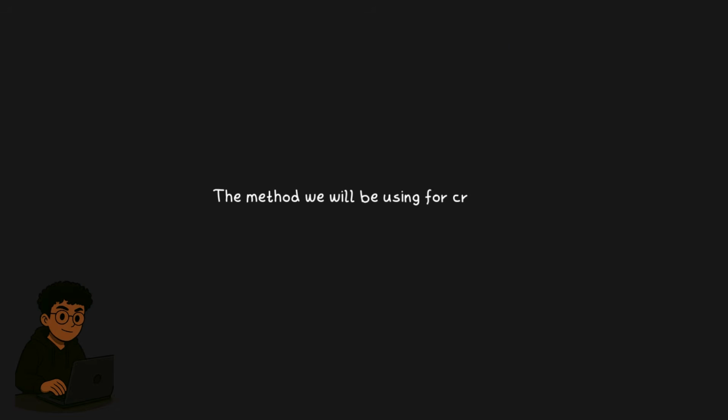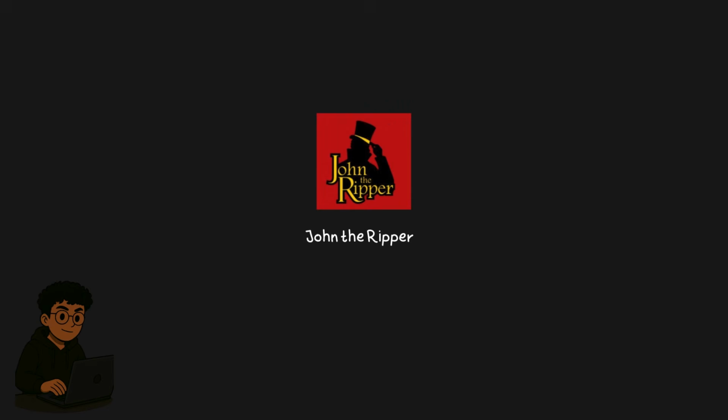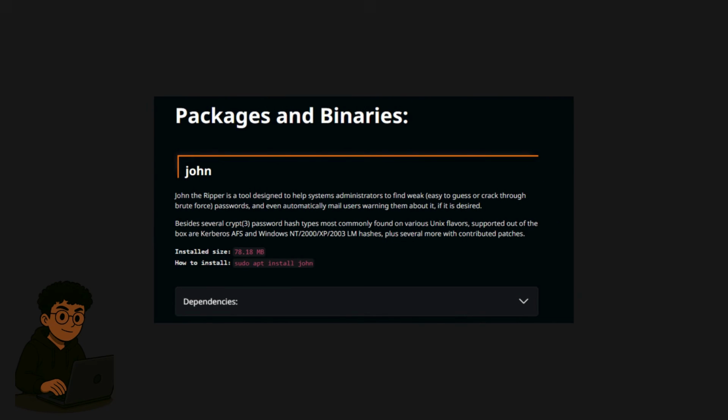The method we'll be using for cracking this folder will utilize a tool called John the Ripper, which is a free open source password cracking tool that enables us to perform offline attacks against cryptographic password hashes. We'll be using a helper tool that comes with John called Zip2John, which generates the hash we'll be using for offline cracking.